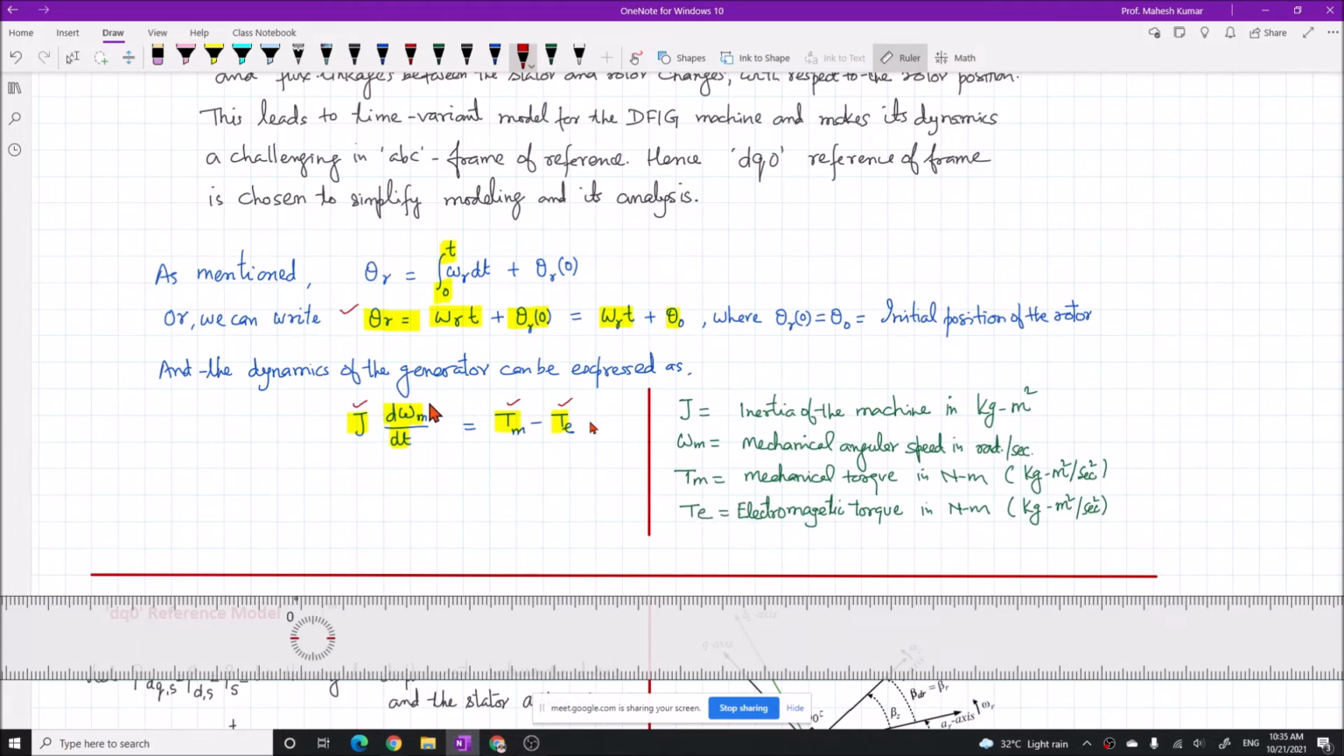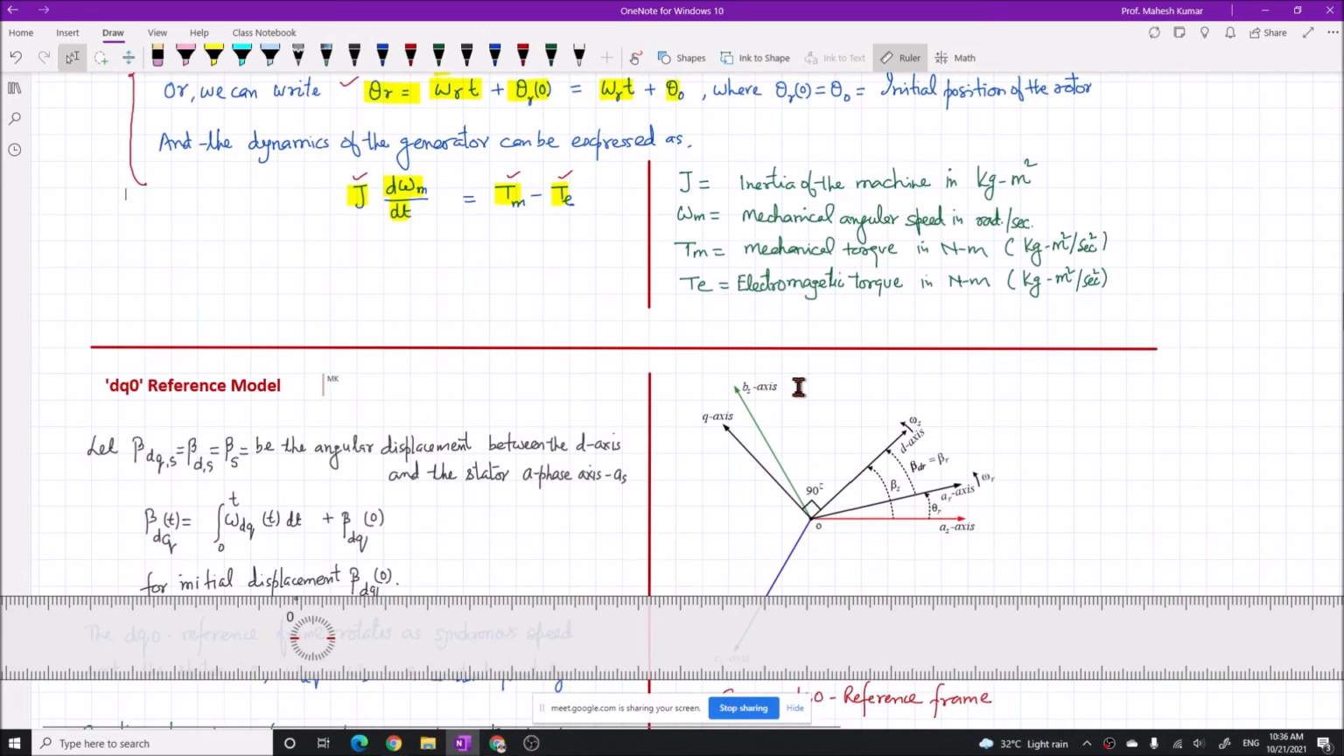So this gives omega m, the mechanical speed of the rotor. So basically omega m is the same as omega r, since they are connected through the gear also. If omega m is the speed of the wind turbine and there is a gearbox, then omega m and omega r are related through the gearbox. If there is a 1:1 gearbox, then omega m is the same as omega r. So these are important expressions that describe the dynamics of the generator in terms of the mechanical properties.